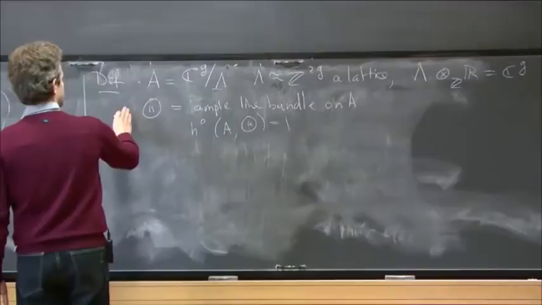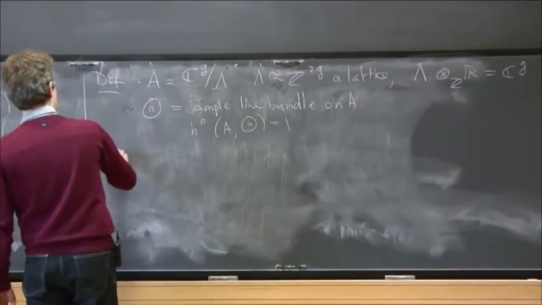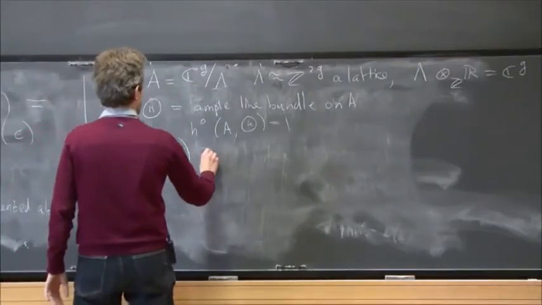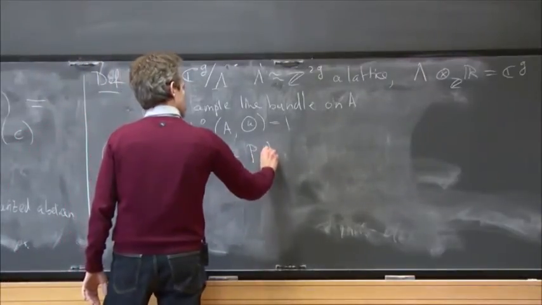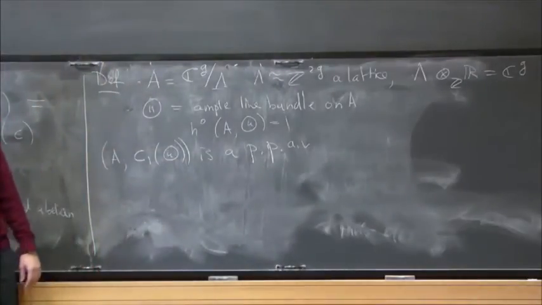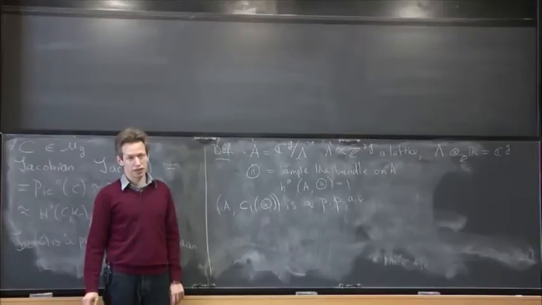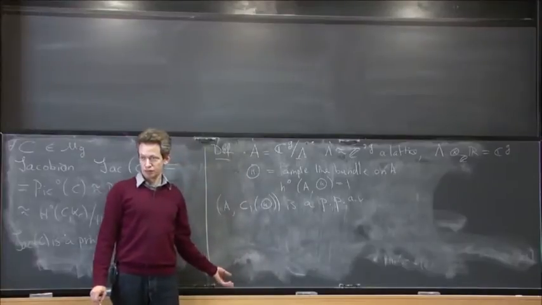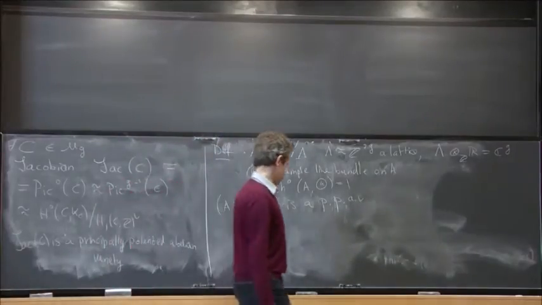And really I shouldn't take theta, I should take the pair A and the first Chern class of theta as a principally polarized abelian variety. So a principally polarized abelian variety is a complex torus together with the first Chern class of an ample line bundle with one section. Okay? You can think of it in any other way you like.